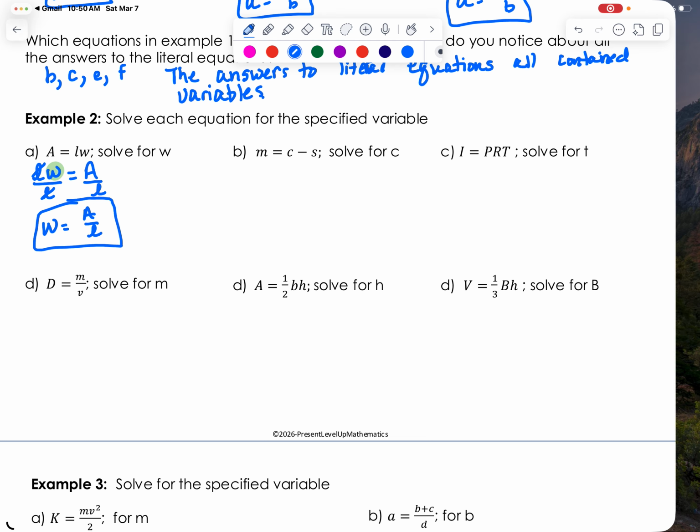All right. In problem B, it says we have M is equal to C minus S.